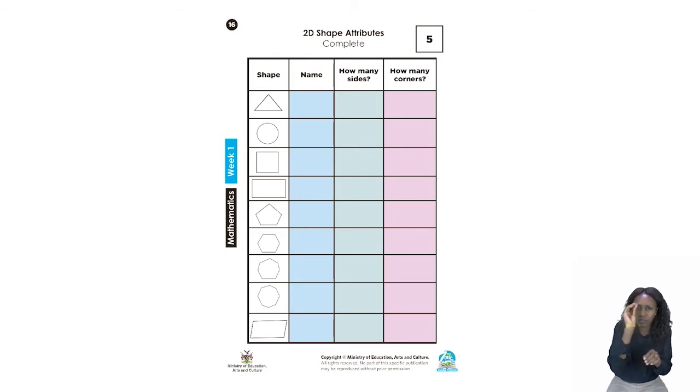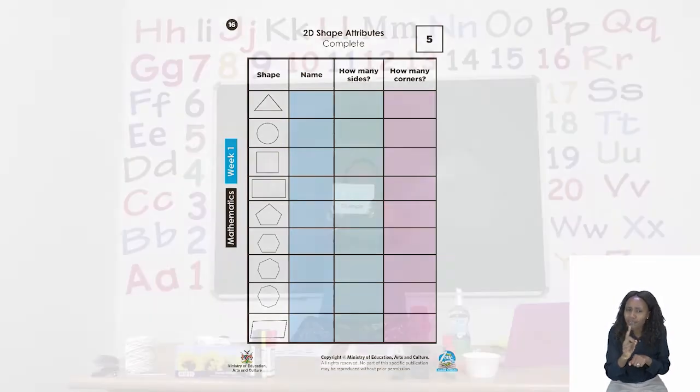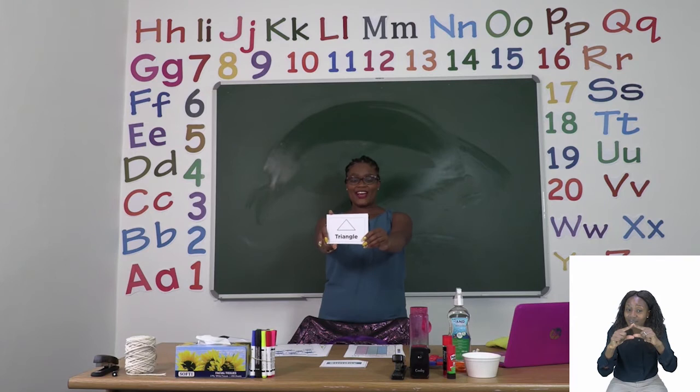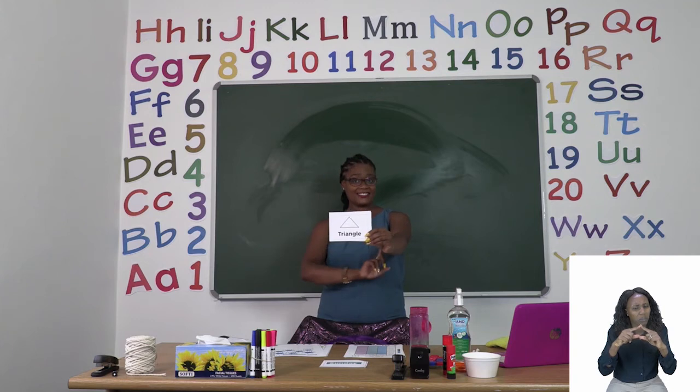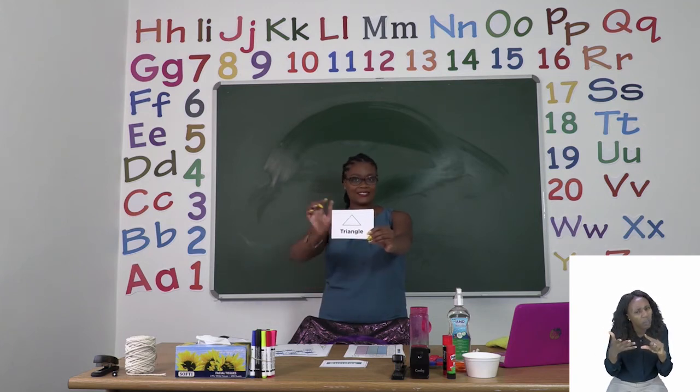Now I know this table is going to take you some time, so I am going to help you with some of the words and do a few of the sides as well. The first shape that we can see is a triangle. I have a triangle here with me. You can see that it is spelled triangle. Now a triangle has how many sides? We need to count the sides first.